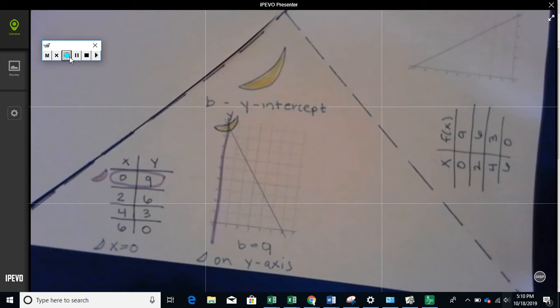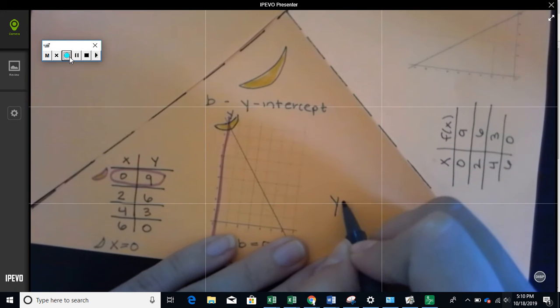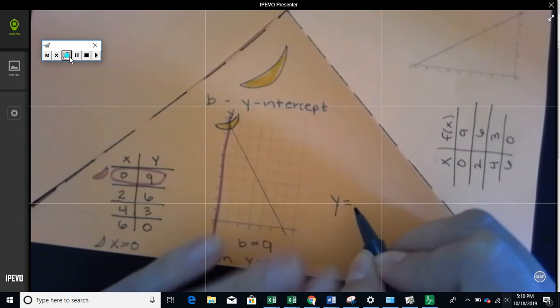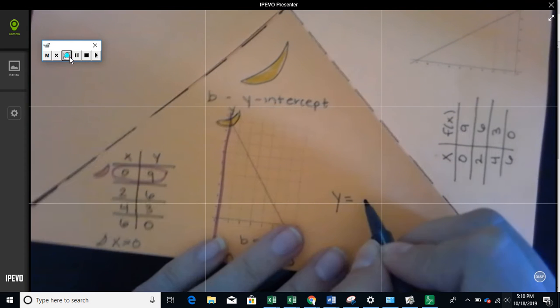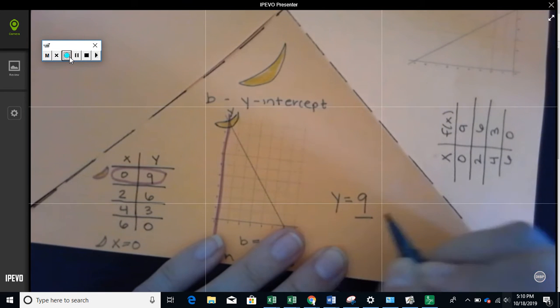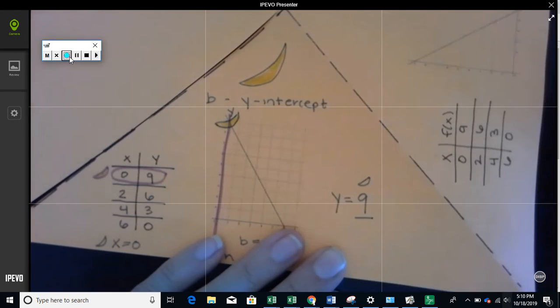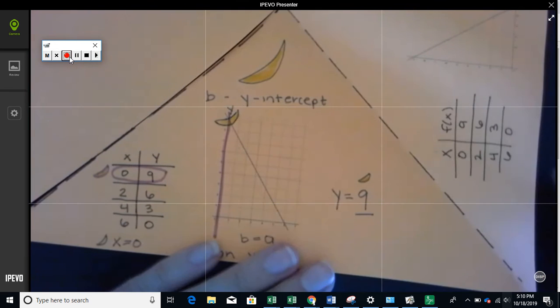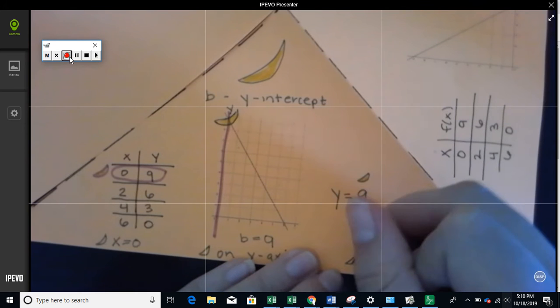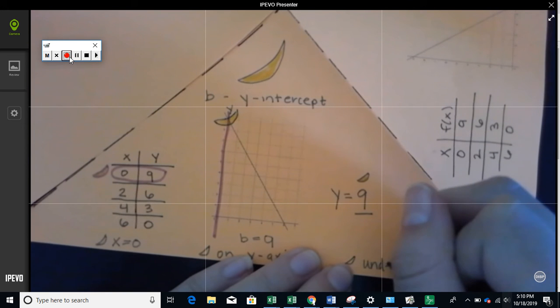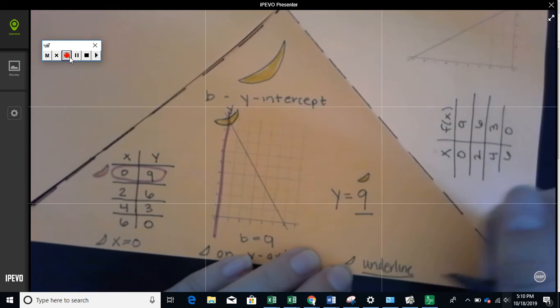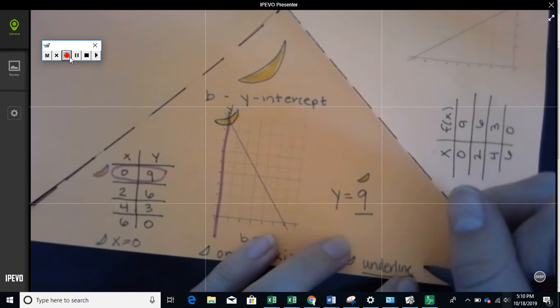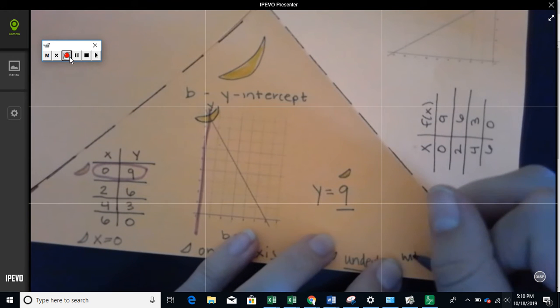Now on an equation, the equation is where it's the underline, so I got that the banana's 9, the banana's at 9, it's the underline one, put a little banana in front of it. So whenever you have an equation, it's the one that you underline, okay? The banana is the one that you underline. The one that you underline is the one without x or y, without a variable.